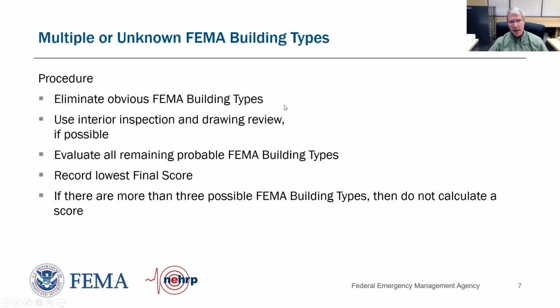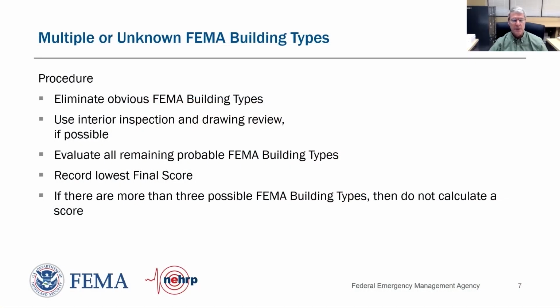The process we want to try to utilize is to eliminate what the building obviously is not in terms of the 17 FEMA building types. And oftentimes, if we can get rid of a particular material type, we can take away roughly a third or a fourth of the 17 building types right away. And then we can begin our more thoughtful assessment of which ones it potentially could be.